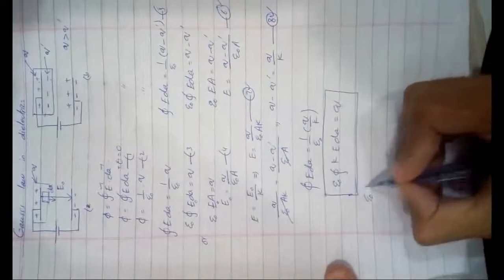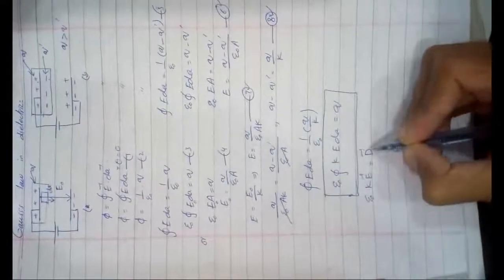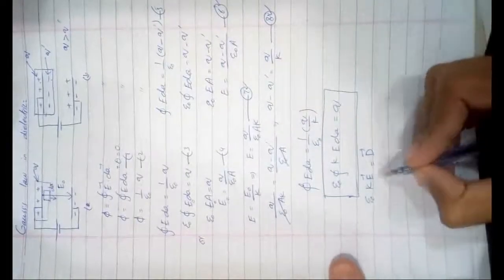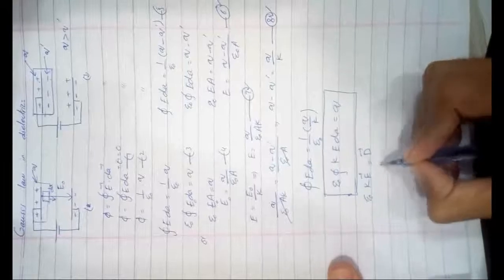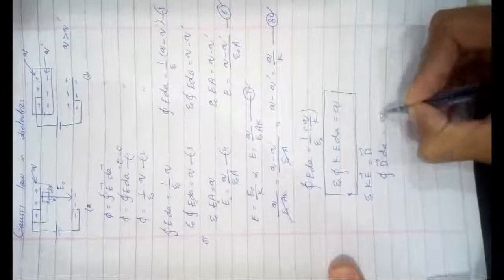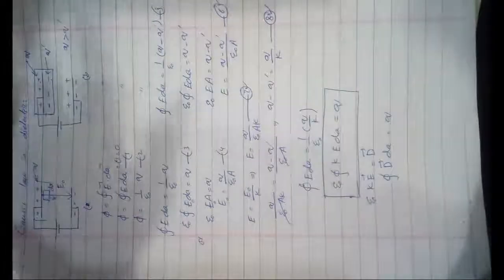So this is Gauss's law. Here epsilon naught K E can be written as D, where D is known as the electric displacement. By putting in the value we have closed integral D dA equals Q. This is the more general form of Gauss's law in dielectric material.